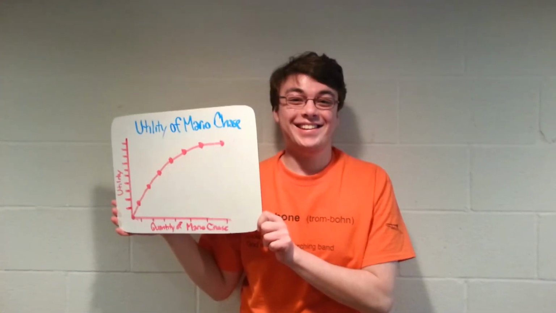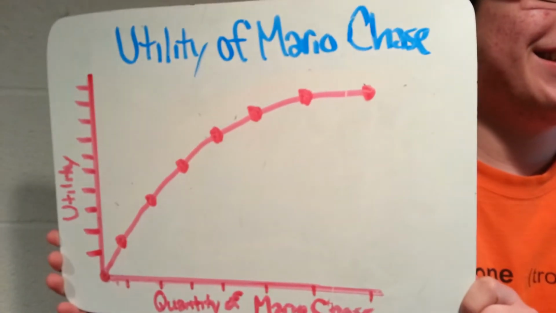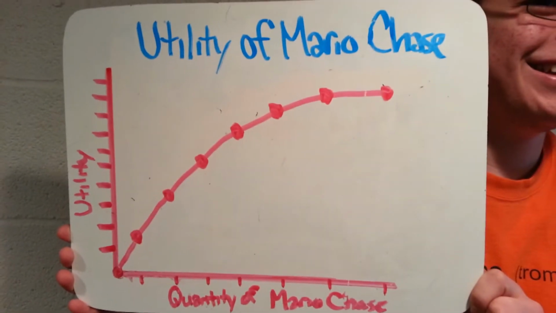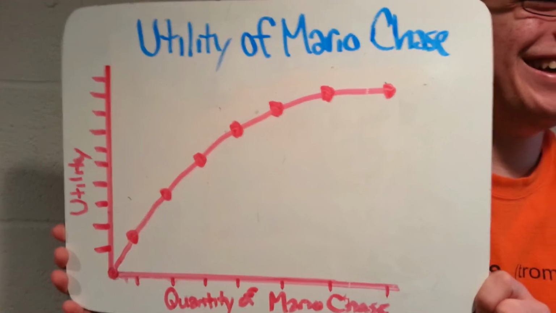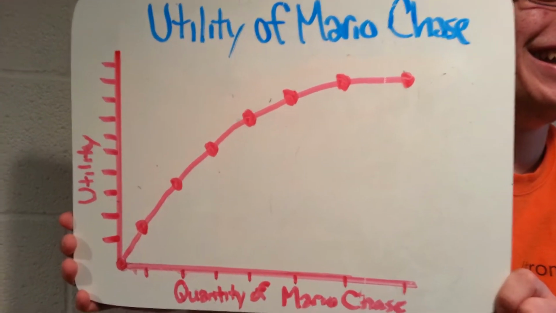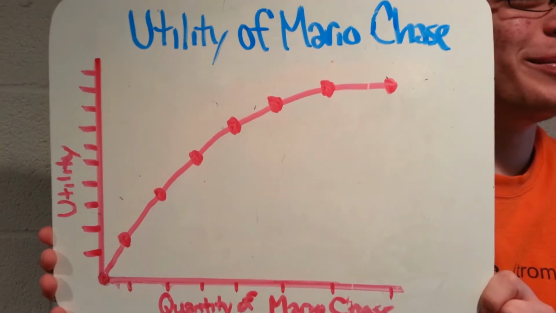Let's take a look at John's utility graph. As you can see, every game that John played of Mario Chase, his marginal utility dropped. But as you can see, John's utility graph does not go down. Marginal utility can be thought of as the change in utility.